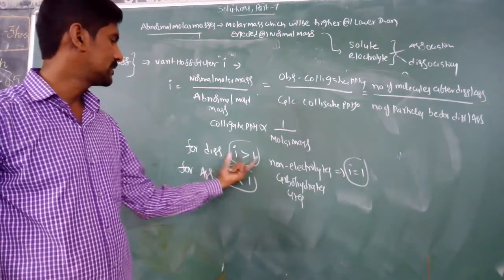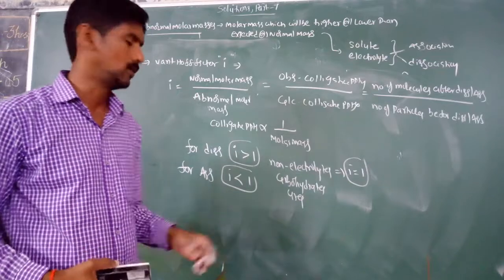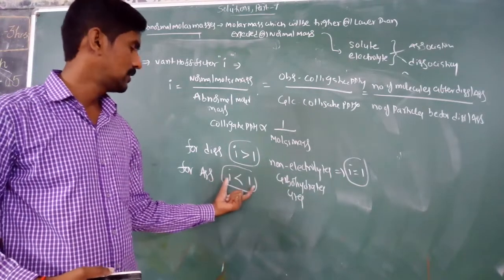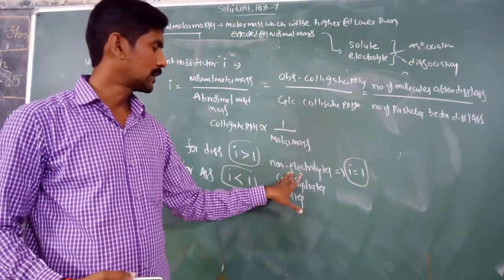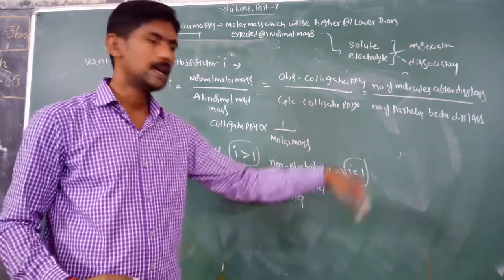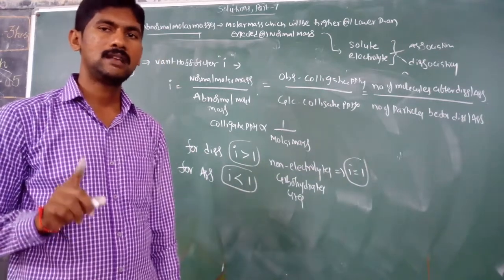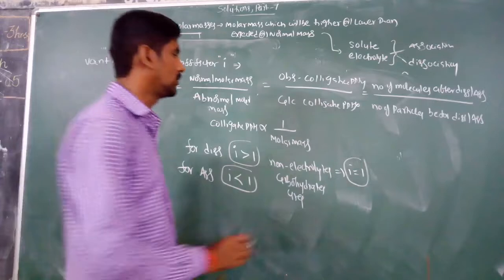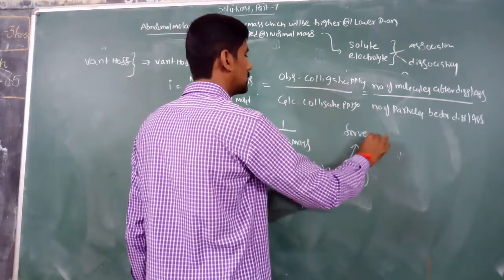The Van't Hoff factor is greater than 1 for dissociation because it leads to an increase in the number of particles in the solution. For association, the Van't Hoff factor is less than 1, as the number of particles decreases. For non-electrolytes, i is equal to 1. The i value is always considered for very dilute solutions only.